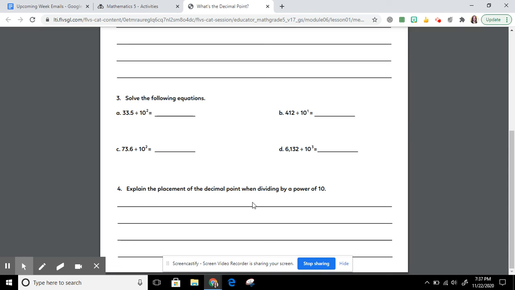And then number 4, explain the placement of the decimal point when dividing by a power of 10. So if you remember correctly, when we were multiplying by a power of 10, we moved the decimal point to the right because we were multiplying, and then we looked at the exponent to see how many times we were going to move that decimal. Well, it's the same thing here, except instead of moving the decimal point to the right, we're going to be moving it to the left because we're dividing. So throughout that lesson, I want you to be looking for how to move that decimal point. What's that pattern? And explain that for number 4.